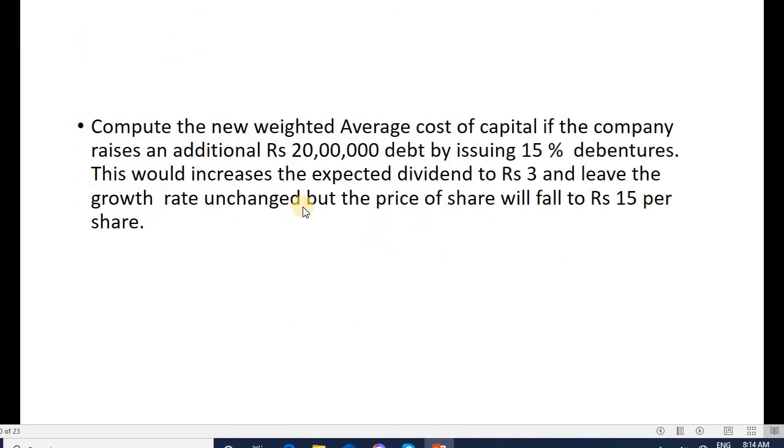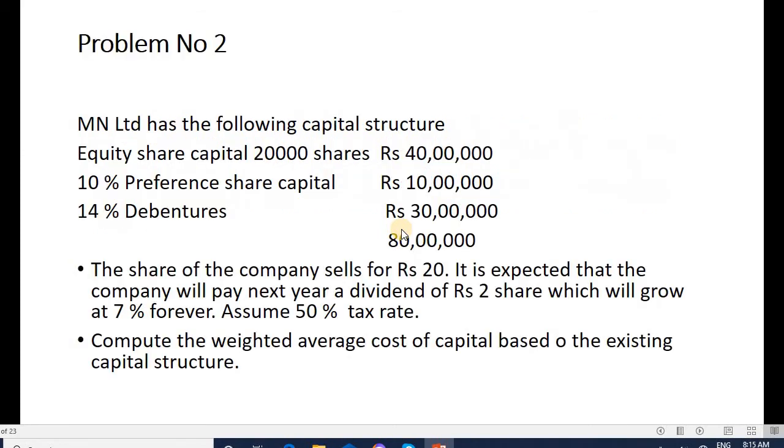Next question connected to problem number 2. Compute the new weighted average cost of capital if the company raises an additional 20 lakh of debt by using 15% debentures. This would increase the expected dividend to ₹3 and leaves the growth rate unchanged, but the price of the share will fall to ₹15 per share.